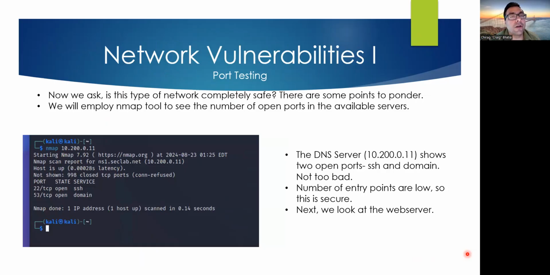However, there are network vulnerabilities, so we're going to discuss that now. There are some points to ponder. We're going to employ the Nmap tool, which allows us to see the open ports in available servers. The first Nmap that I did was for the DNS server. As we can see here, there are only two open ports. That's not bad. There's only two points of entry. That's low, relatively secure. Next, we look at the web server.